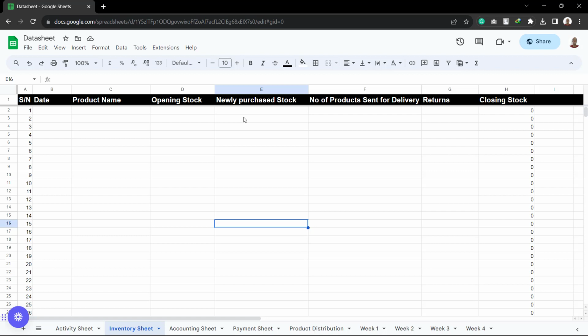The next one is returns. Maybe we sent out products and for one reason or the other we needed to call them back, maybe from our delivery persons, or maybe we sent it out via GIG and let's say the person rejected the order. We need to receive the products back, so those are the returns. All of these would be taken into consideration when accounting for the amount of products we have. So I'm going to be giving an example. The last one is the closing stock. The closing stock is the amount of products we have at the end of the day. So I'm going to be giving you a real life example for that.